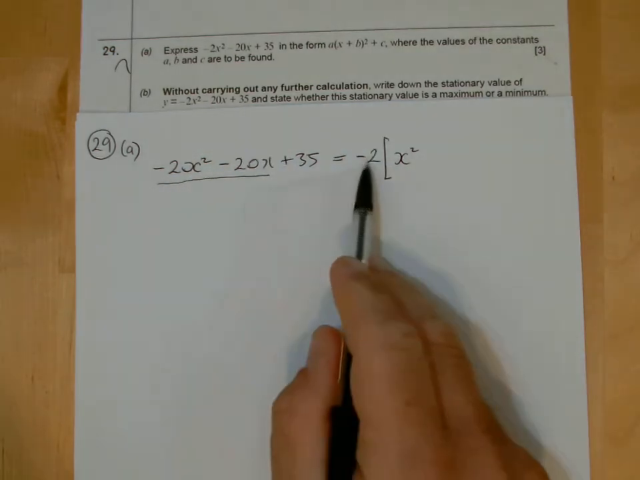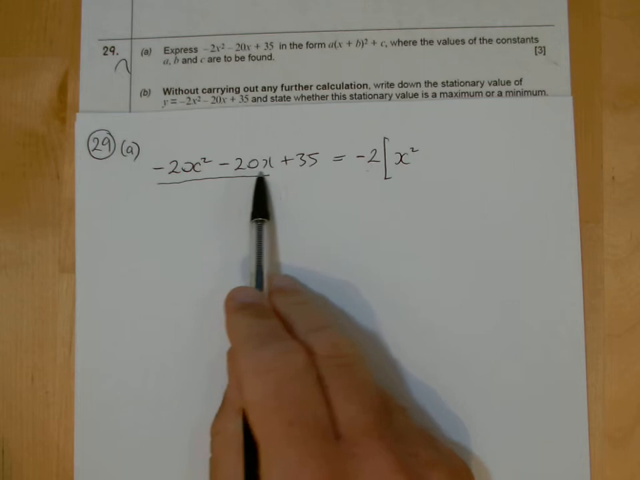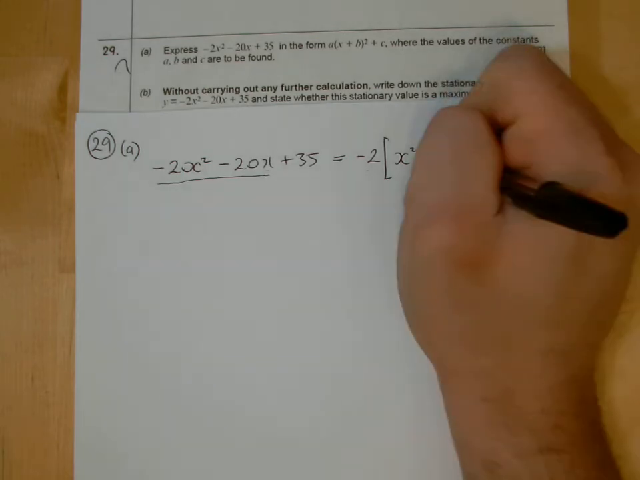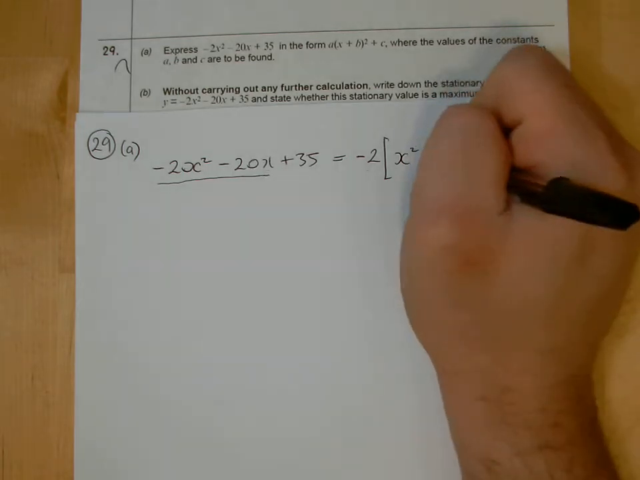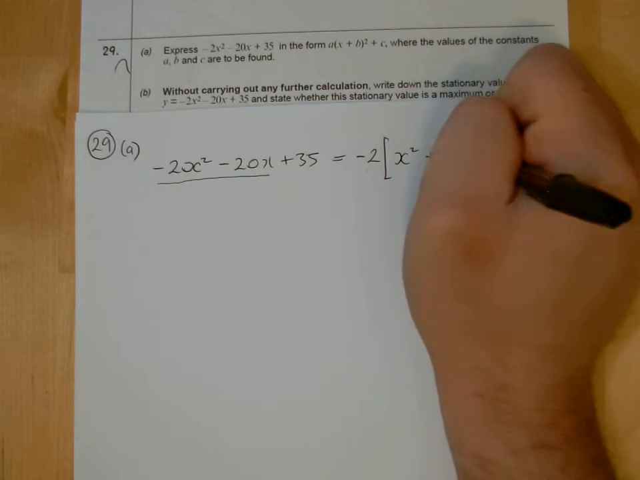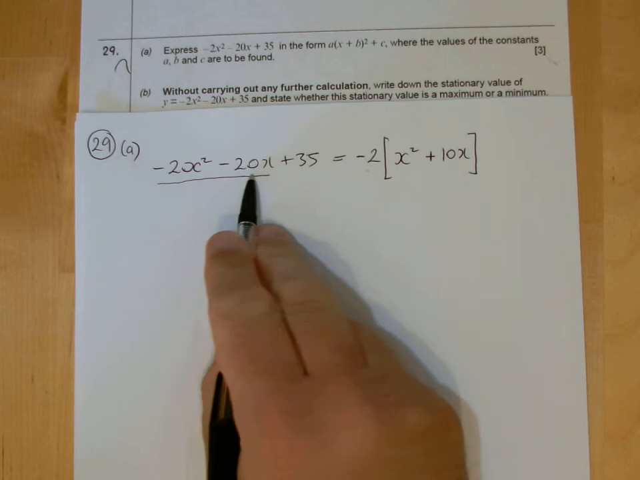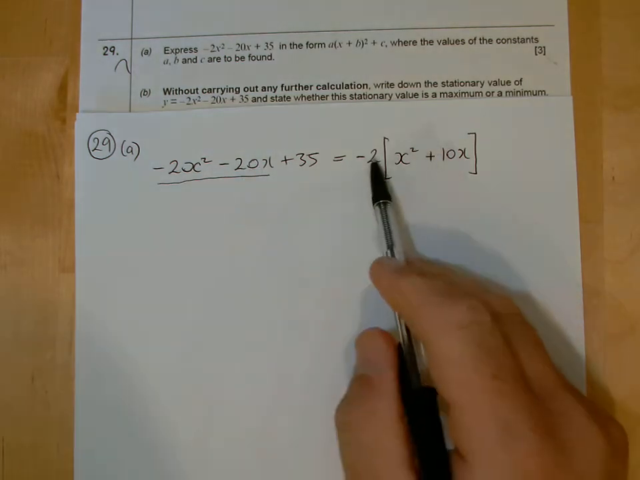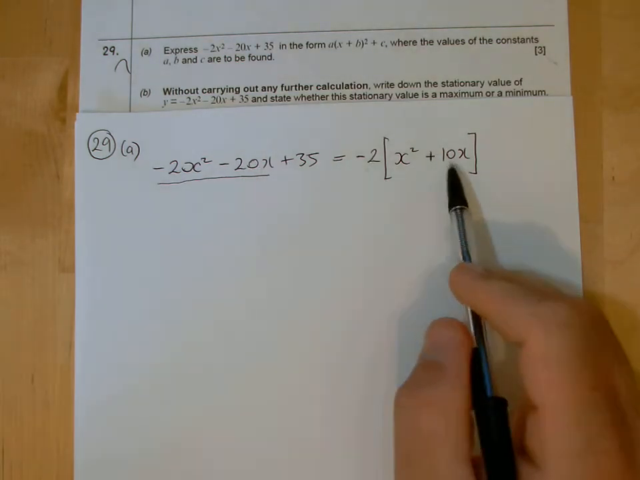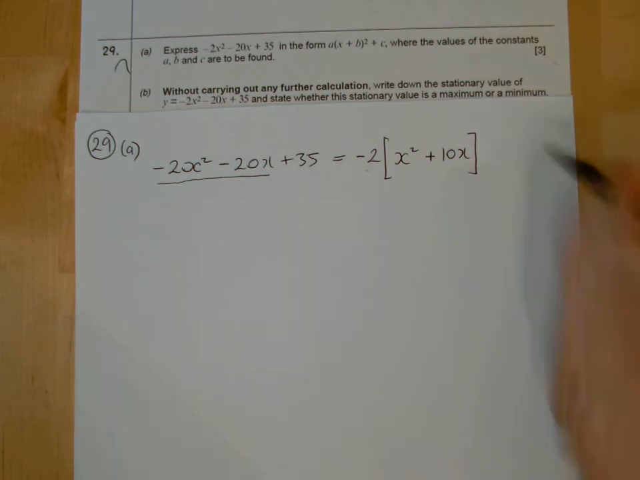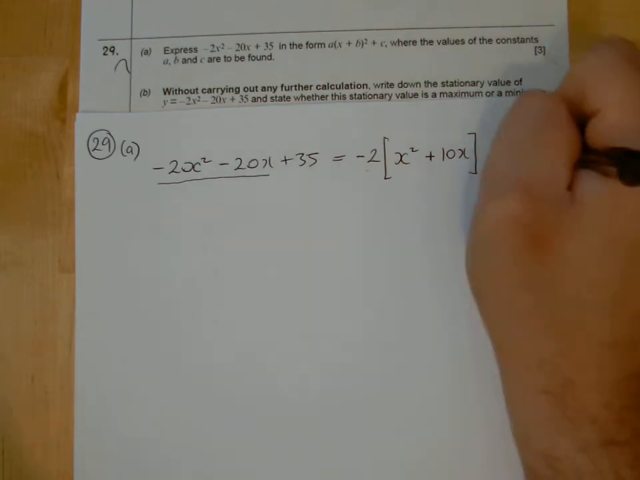Factorize the first two terms, that's the approach we take. So what am I times it by, minus 2, to get minus 20x? Well, that will be plus 10x. It will be plus because it's minus 20x I want. So timesing minus 2 by plus 10 will give me minus 20x then. And then we add the 35 on.